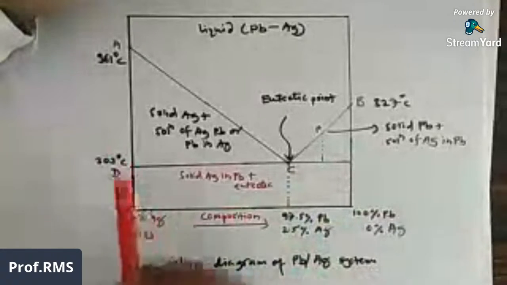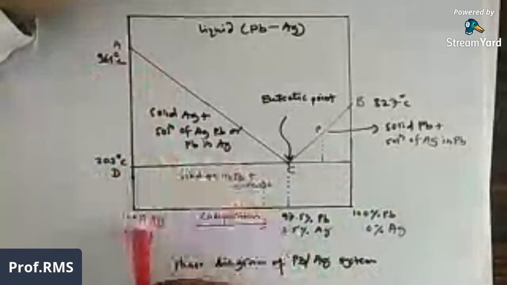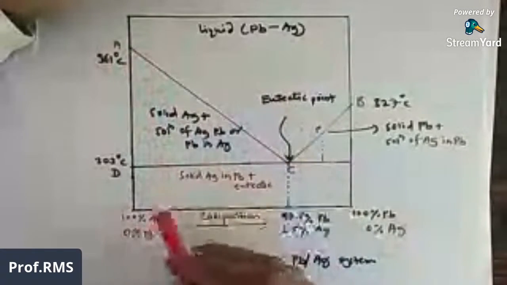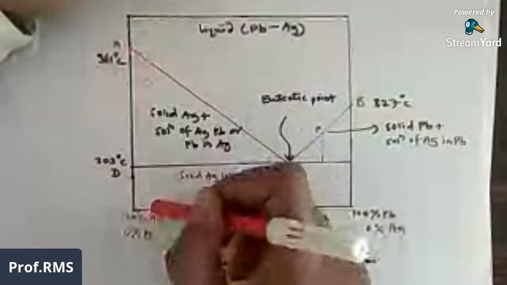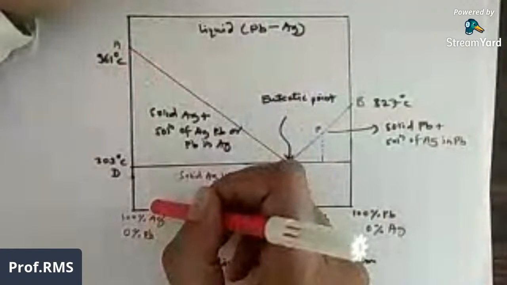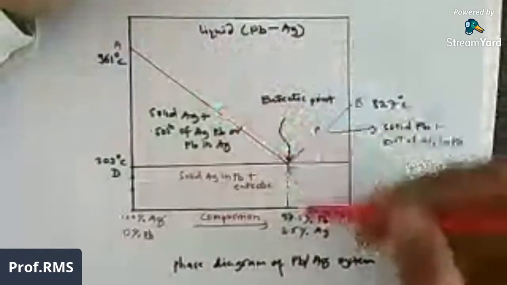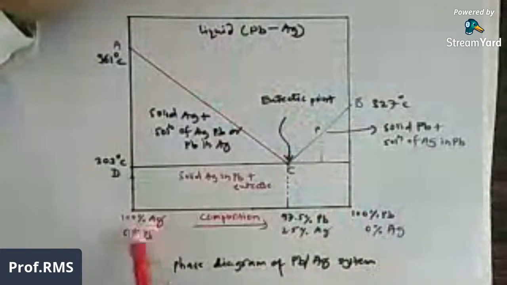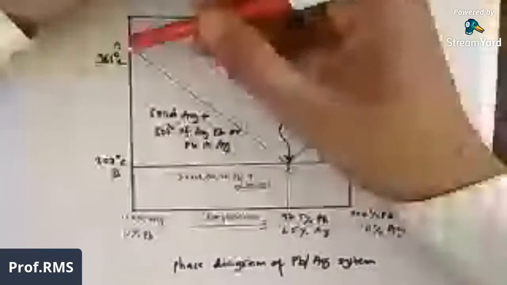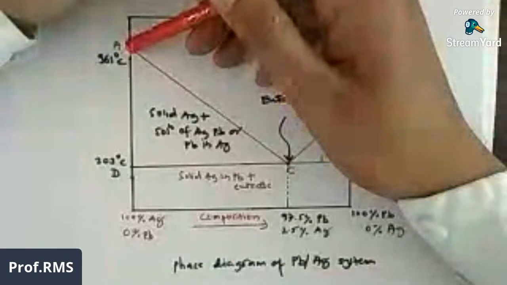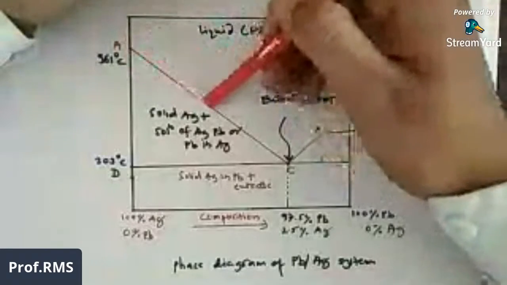At this point, 961 degrees Celsius, we have 100% pure silver. If we begin to add lead into the pure silver, what will happen? The melting point of silver gets reduced. As soon as I start to add lead into the silver, the melting point of silver gets reduced.